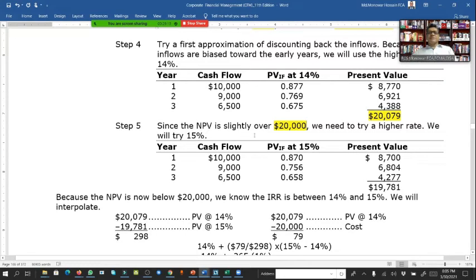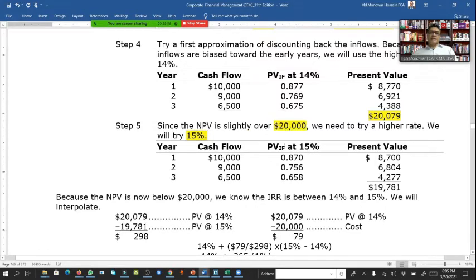Since the NPV is slightly positive, with the present value over 20,000, we need to try a higher rate, because we have to find a negative NPV too. To get an accurate IRR, we calculate two net present values: one result positive, one negative, and between them we will get the IRR. Previously it was 14%, so now we can make it 15%. Within 14 and 15 we will get the IRR.